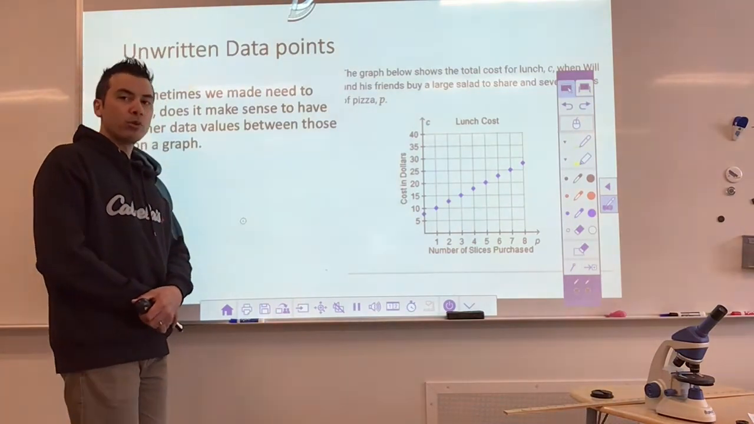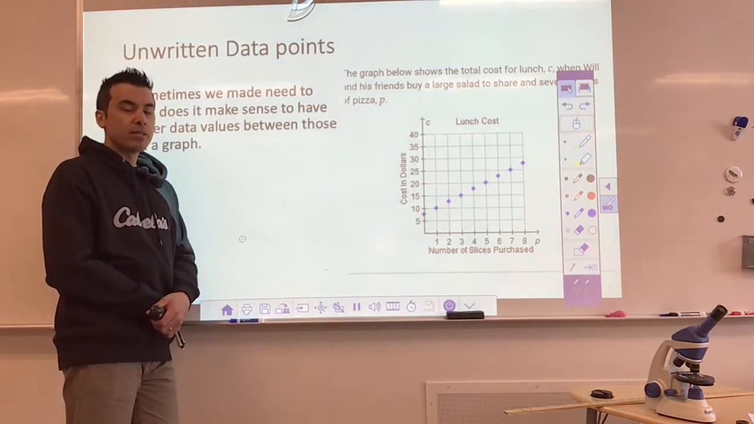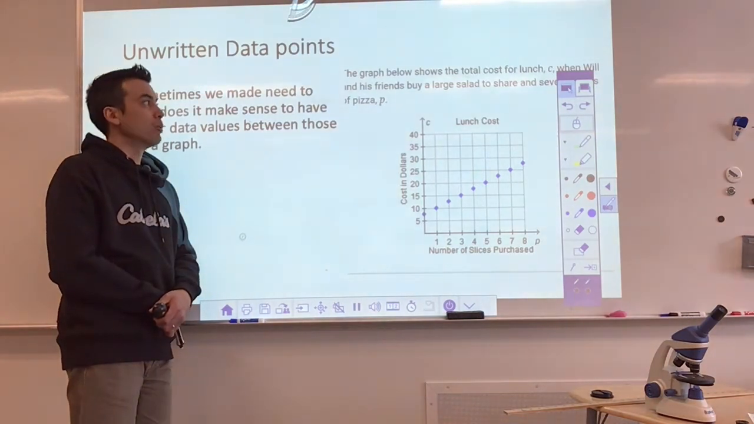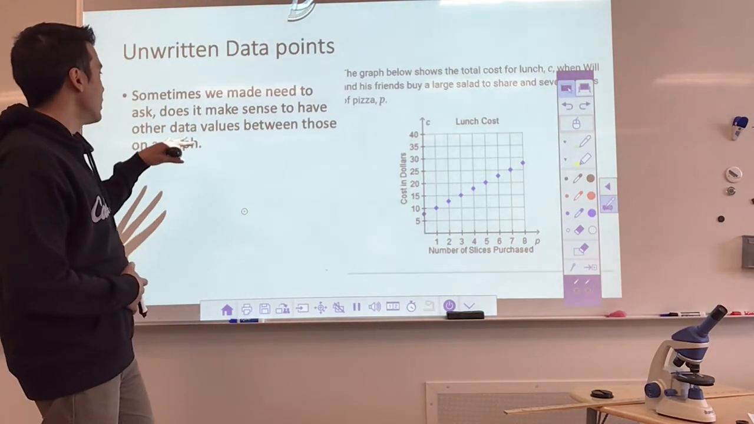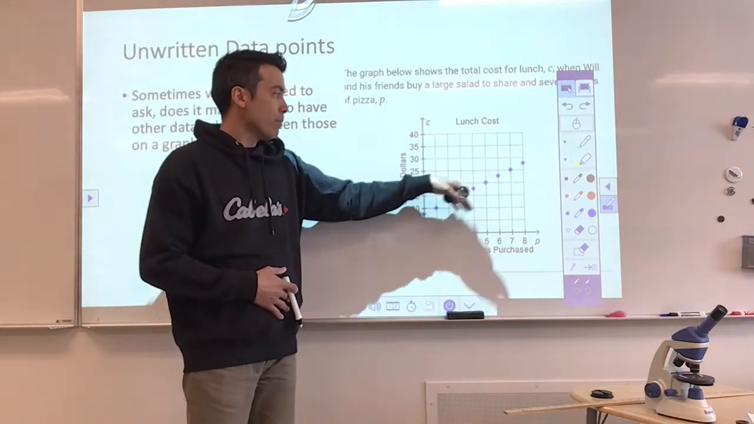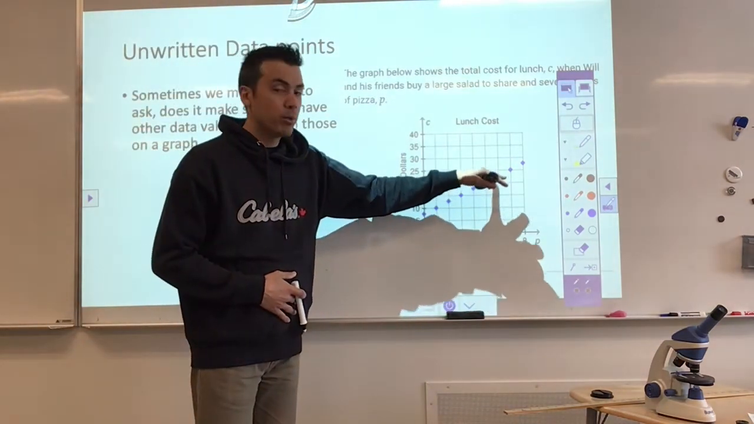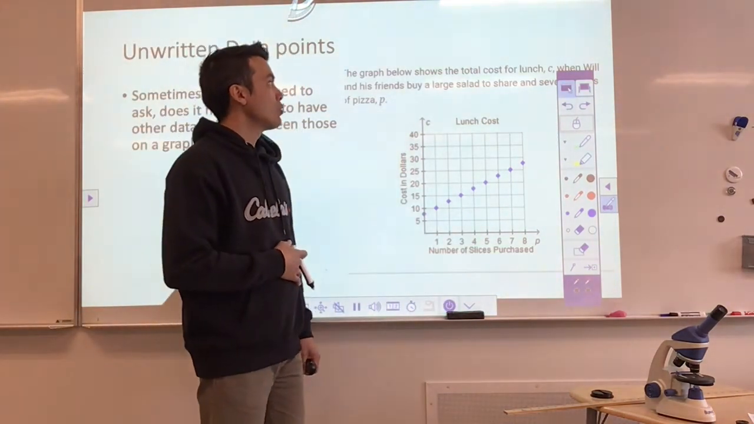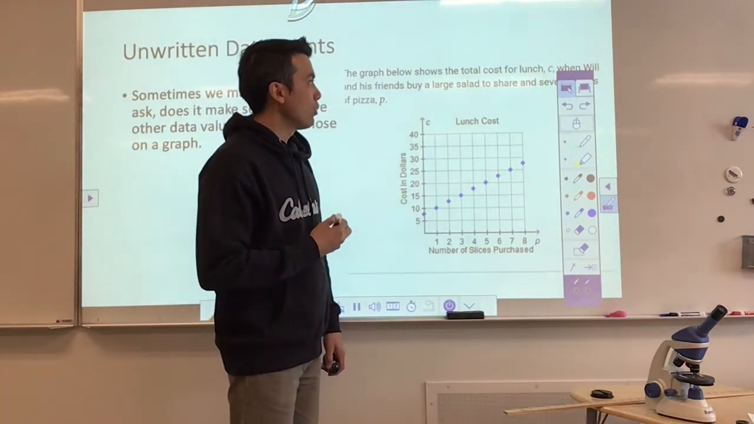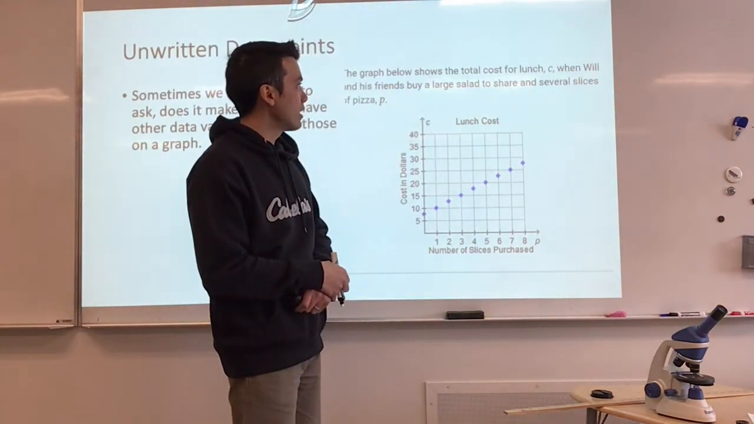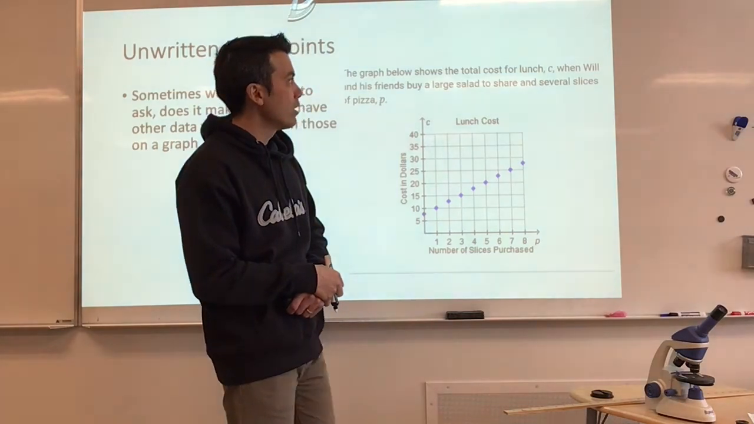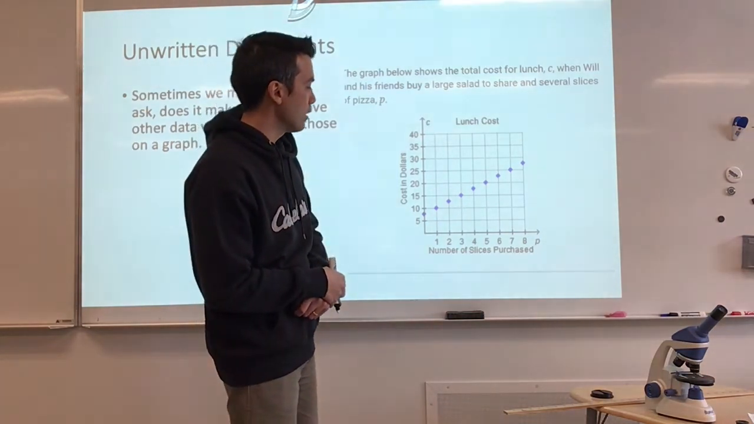Okay, in some cases we're going to be asked, does it make sense to have data points between the ones that are shown? And so we need to ask ourselves, would it make sense to have data points between these blue ones on this graph? So we have this graph, it's showing the total cost for lunch when Will and his friends buy a large salad to share and several slices of pizza.